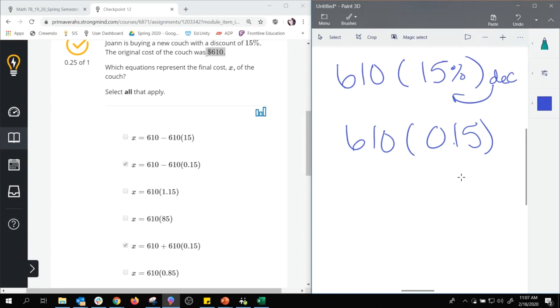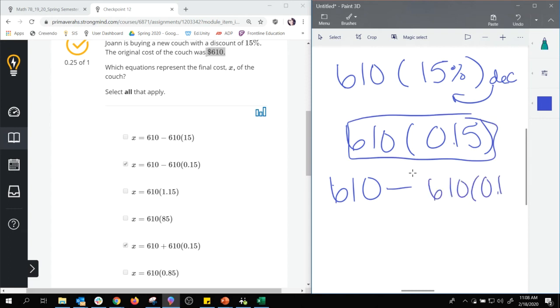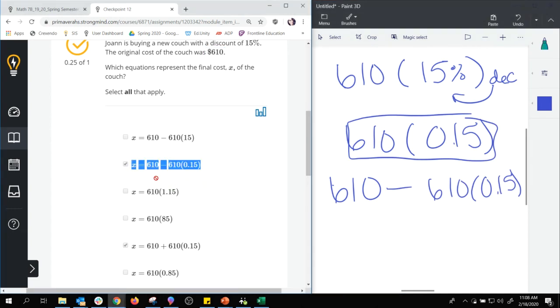Okay, perfect. All right, so when we multiply these two numbers together, these two will tell us how much discount is taken off of our couch, right? So if our couch is being discounted, would I want to subtract the money that's being taken off or add it? Subtract it, right? Perfect. So I'm going to take the cost of the couch, which was $610, and subtract it from whatever this number is. So I'd have 610 times 0.15, which is how we get this answer here. Okay, so 610 minus 610 times 0.15.